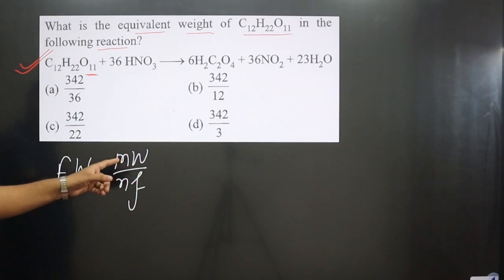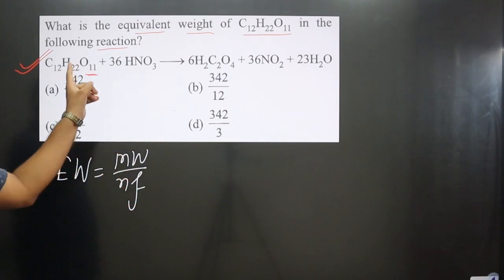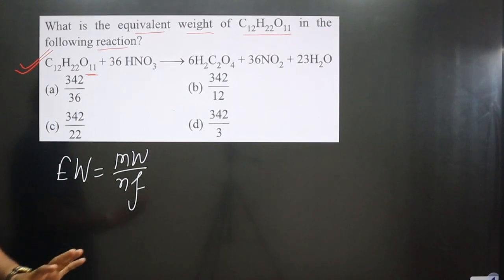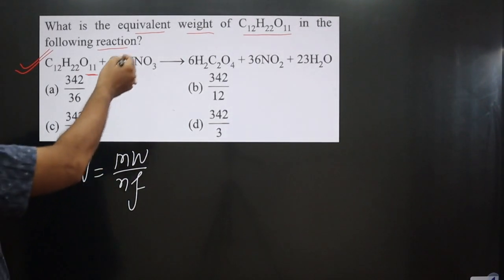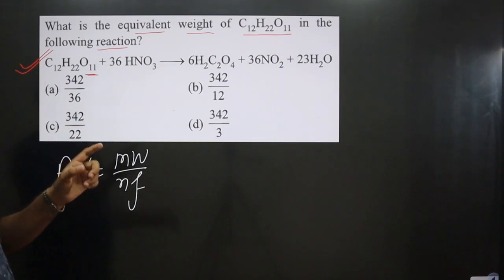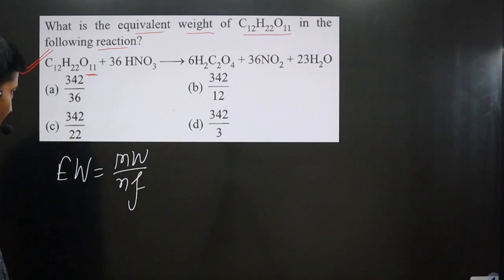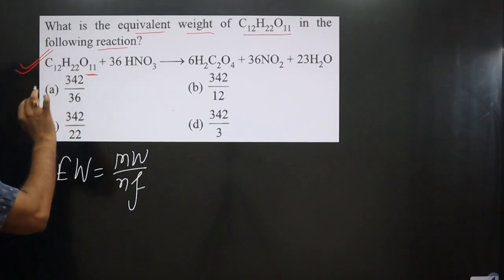Molecular weight for the substance we can calculate by using the periodic table, and the n factor value we can calculate by using this chemical reaction. Very interesting. First we calculate molecular weight, or else we can go for the n factor also. When we calculate the n factor value, it is the difference in oxidation number of elements. So first of all we calculate the oxidation number.